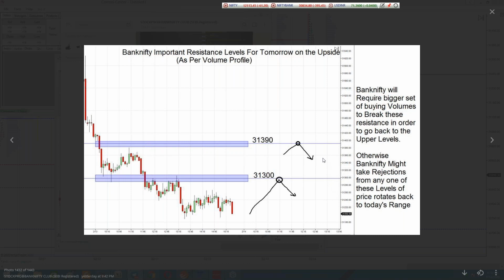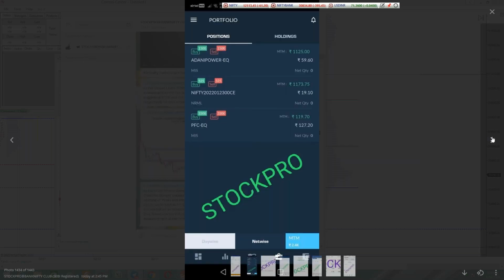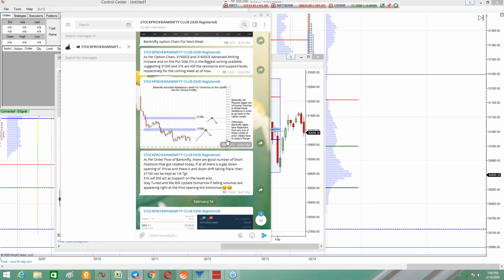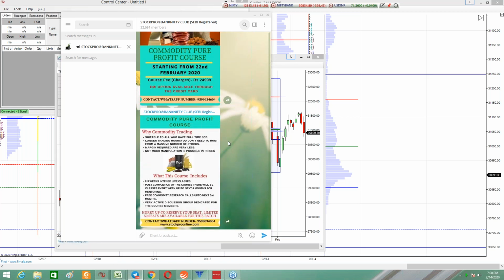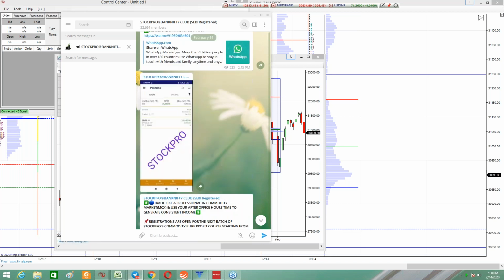So I hope you all got some help from the analysis that we posted related to Bank Nifty, and I hope you have minted money out of it, because the mood was completely bearish. This is what we posted related to it, and it was a good day. Many of you have minted good money out of it.